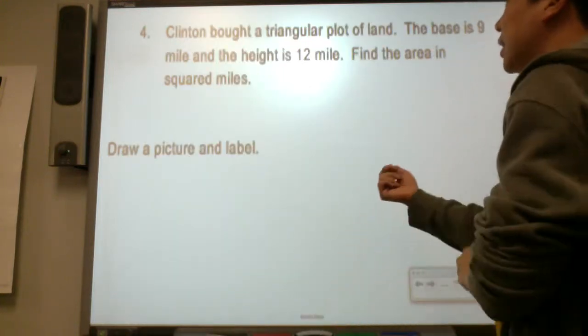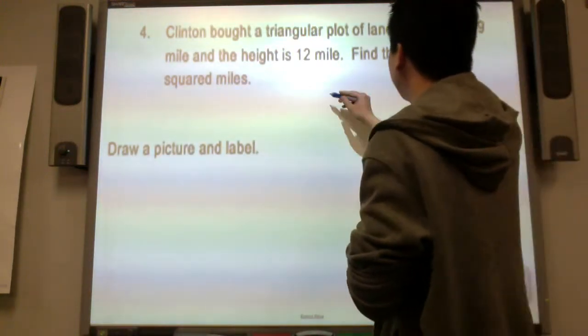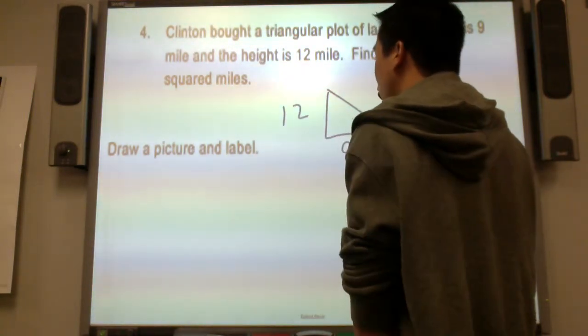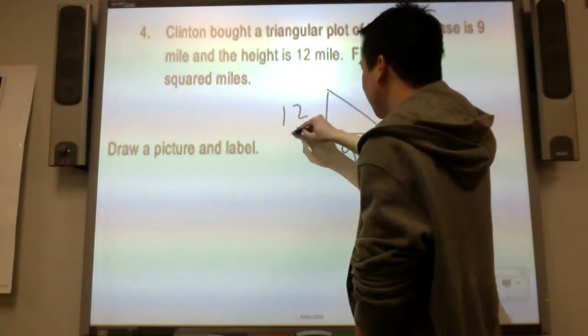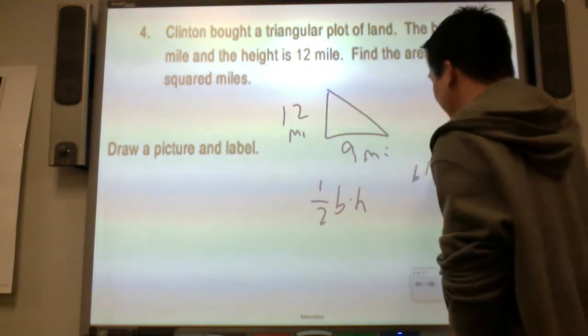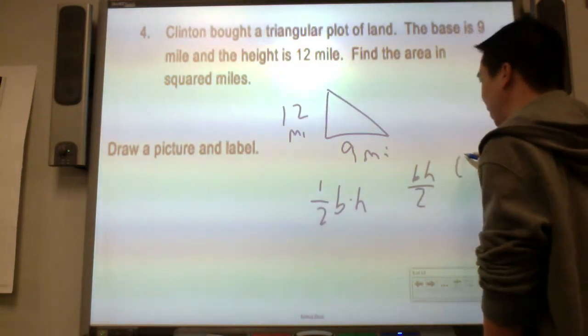All right, next one. Clinton bought a triangular plot of land. The base is 9 and the height is 12. Find the area in squared miles. So again, half of the base times the height, or base times height divided by 2. Choose whichever one makes sense to you.